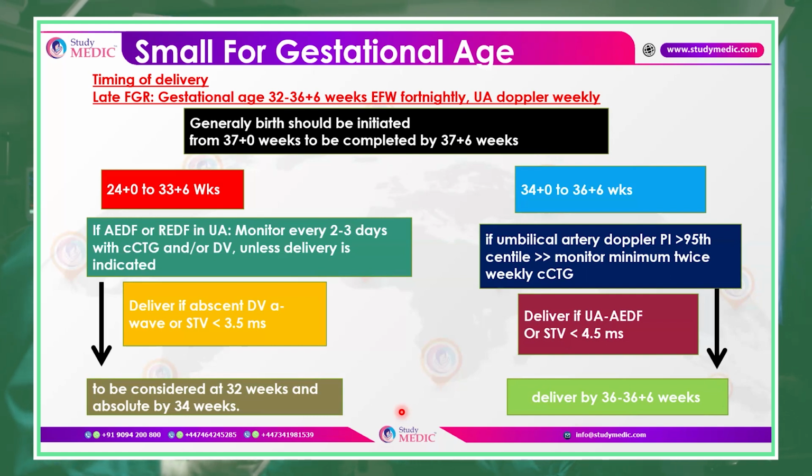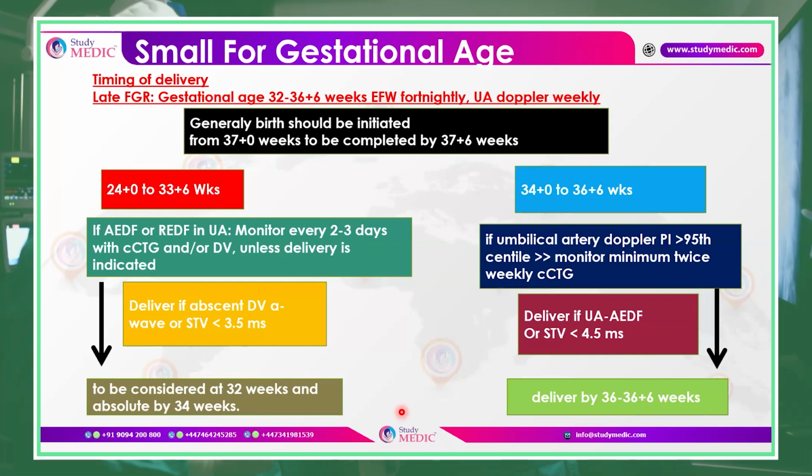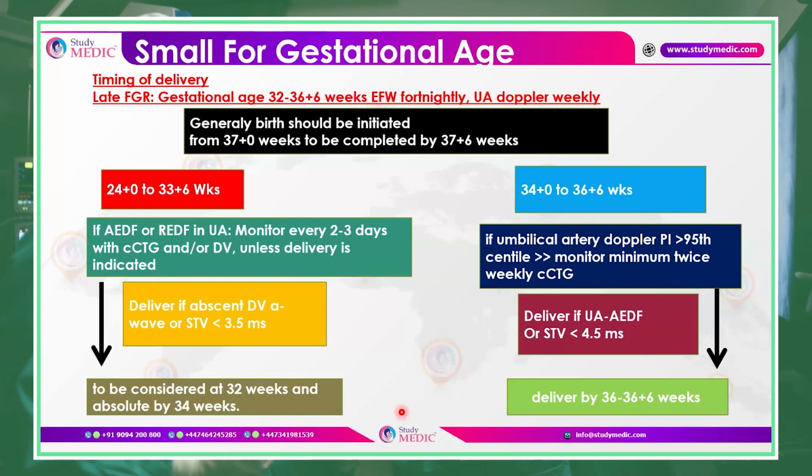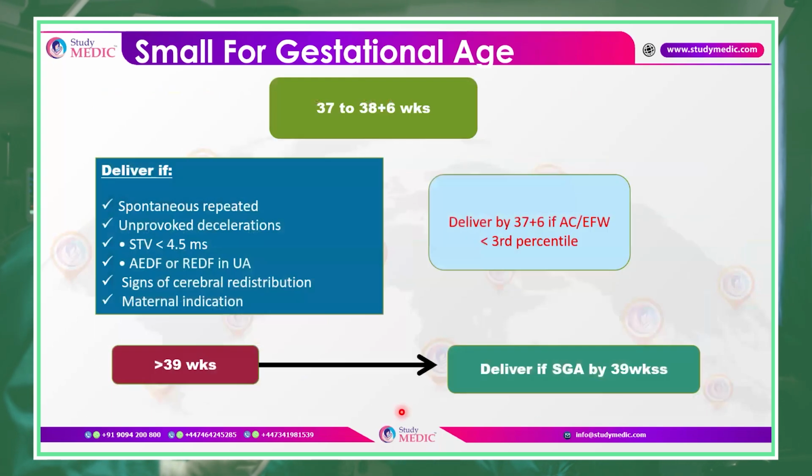Okay, and if this is a period of gestational age 34 to 36 weeks, if umbilical artery pulsatility index is more than 95th centile, you will monitor minimum twice weekly, and you will deliver if absent diastolic flow is there, and delivery time would be 36 to 36 plus 6 weeks.